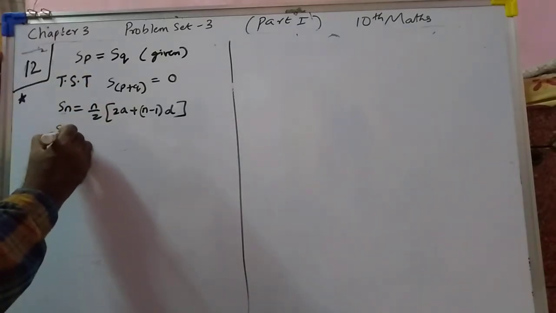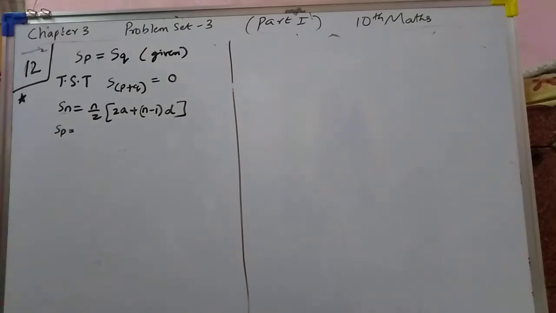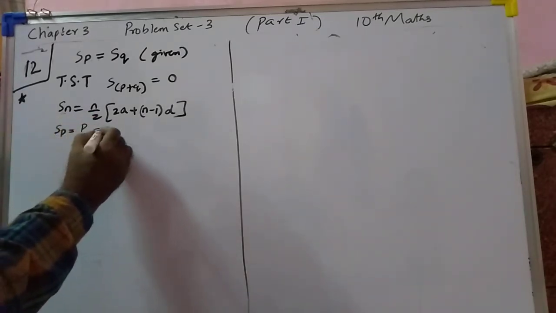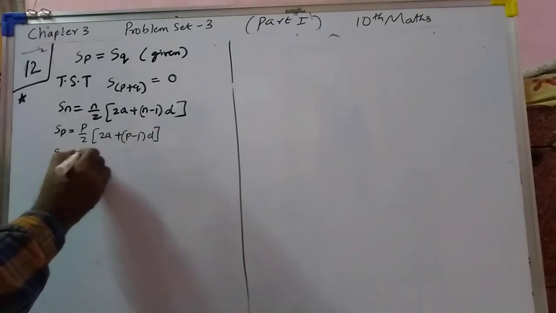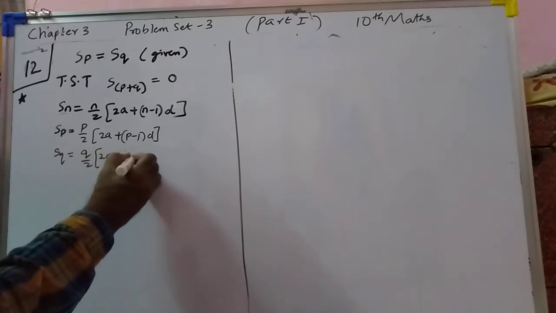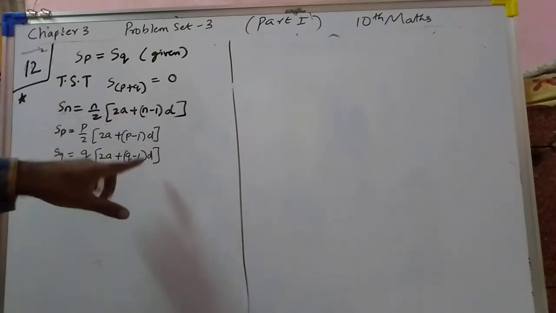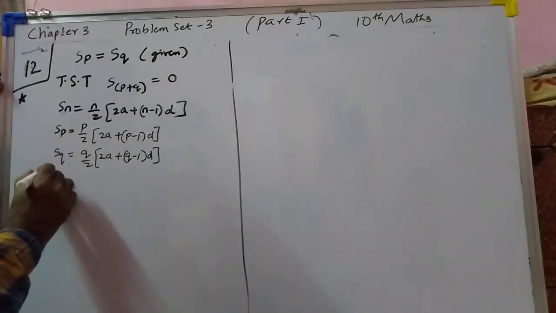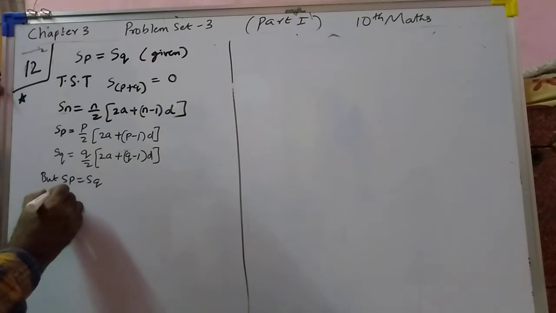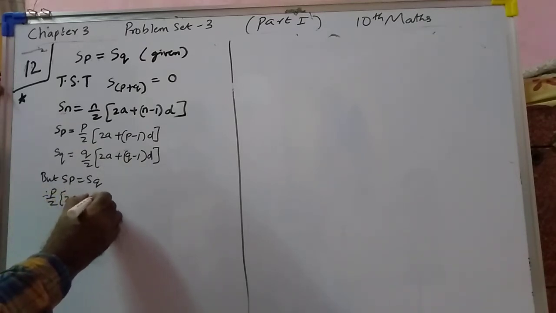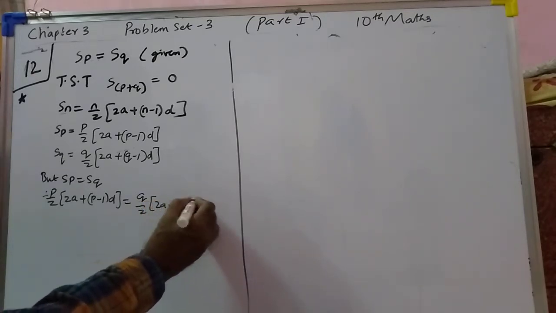So Sp is equal to p by 2 into (2a plus (p minus 1)d), and Sq is equal to q by 2 into (2a plus (q minus 1)d). Here q means all will be q, p means p, n means n. So that's all you have to write. Then you have to equate it, because Sp is equal to Sq, given. Therefore p by 2 (2a plus (p minus 1)d) is equal to q by 2 (2a plus (q minus 1)d).